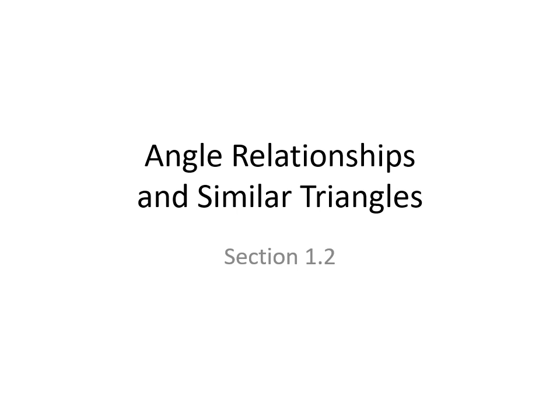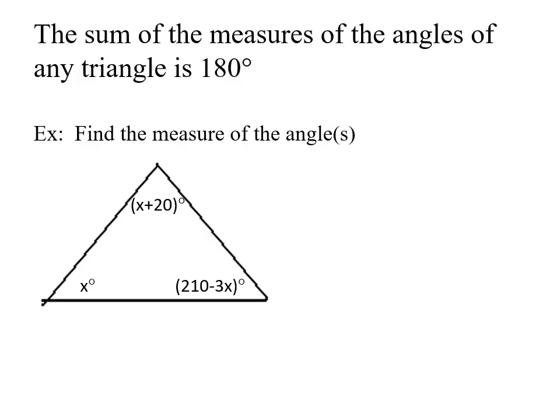So now we're going to go into 1.2 and talk about triangles a little bit and angle relationships. So hopefully you know that the sum of all the measures of a triangle, no matter how big, no matter how small, all triangles have angles that sum up to 180 degrees. So if we want to find these angles, it's not very hard. If you want to solve for x in this case, I would have the x degrees, I would have the x plus 20, and the 210 minus 3x. All of this has to be 180 degrees.